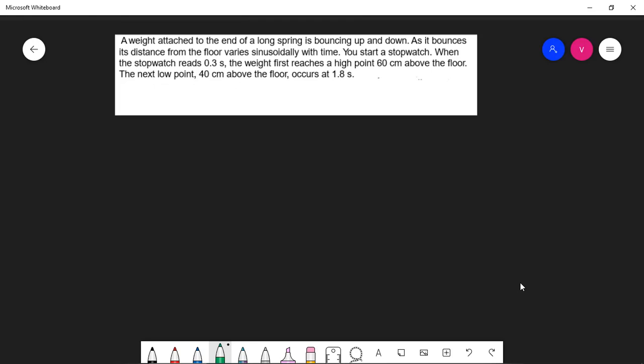So now this is classic, a spring, physics people. Okay, a weight attached to the end of a long spring is bouncing up and down. So here you go. Let's draw a model of this. So you have a spring here. It's a bad spring, and you have some kind of a weight attached to it. Okay, what's happening is it's bouncing up and down, up and down. It looks stationary, like it's just hanging there going up and down.